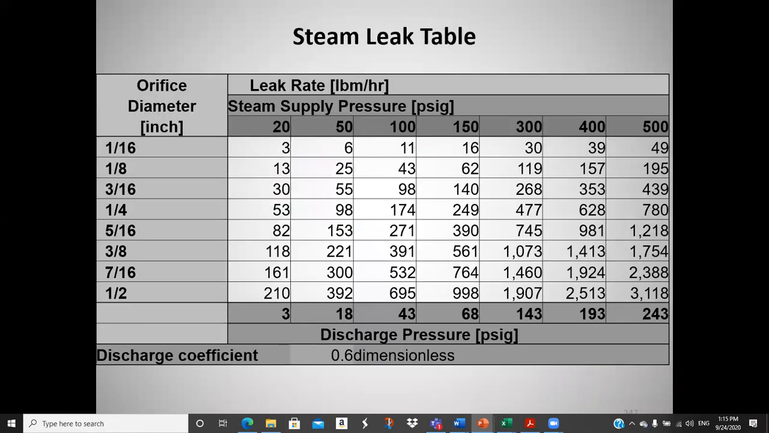This shows a leak table. This is pretty typical. And you see this one has this discharge coefficient of 0.6 built into it. So this is for a sharp-edged orifice. If you thought you had a round-edged orifice, you would divide these numbers by 0.6.